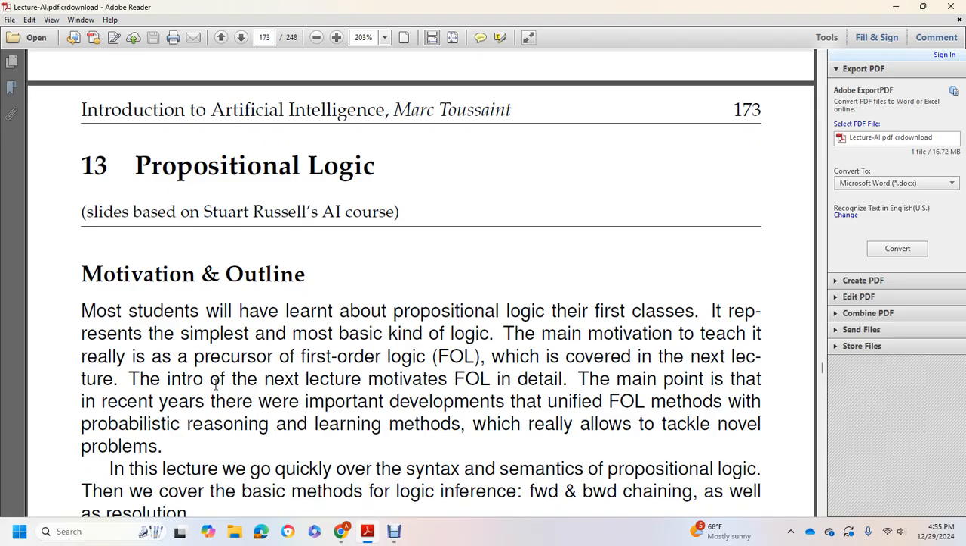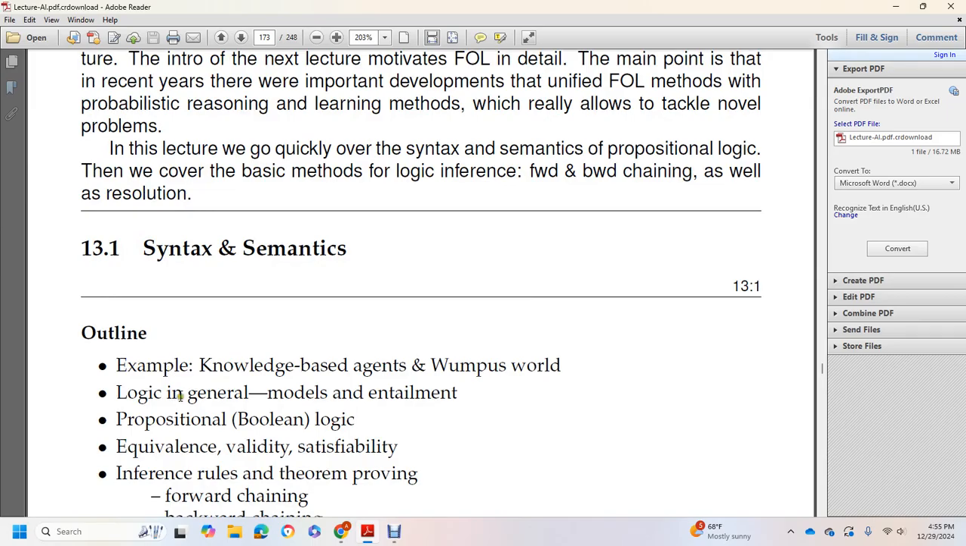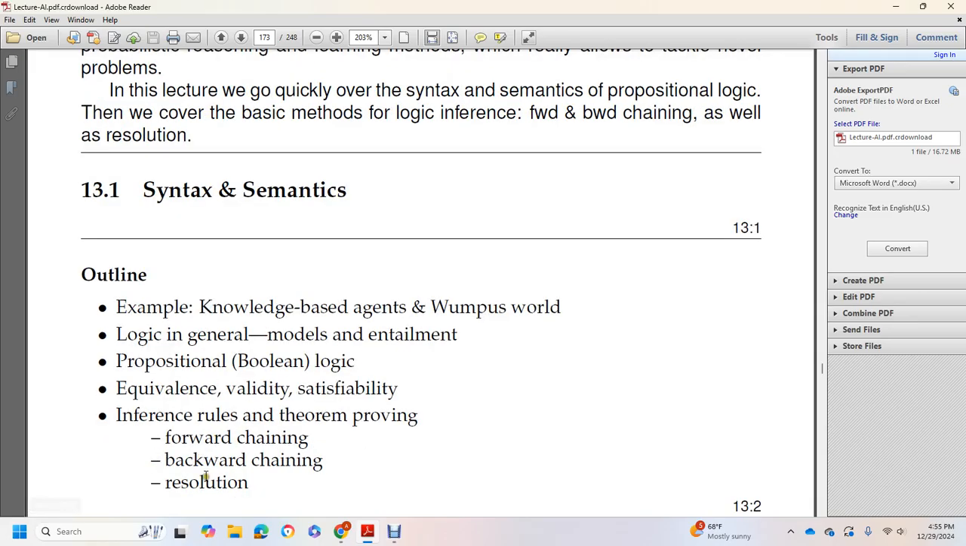We go quickly over the syntax and semantics of propositional logic, which cover the basic methods of inference, with forward and backward chaining as well as resolution. Outline: syntax and semantics, an example of a knowledge-based agent, the Wumpus world, logic in general, models and entailment, propositions, Boolean logic, equivalence, validity, satisfiability, inference rules for proving, forward chaining, backward chaining, resolution.